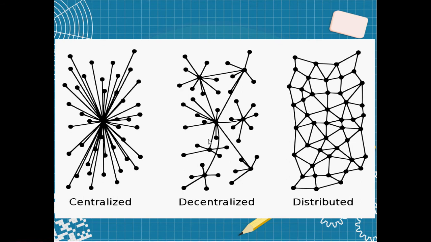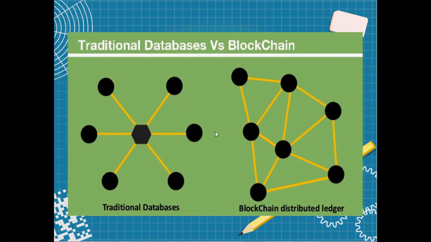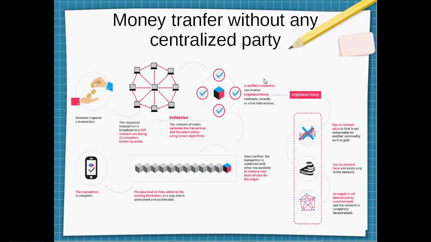In a decentralized system, there is no single authority that makes decisions on behalf of all the parties. So, in centralized architecture, we have a traditional database, whereas in decentralized network architecture, we use the distributed ledger. Let's look at an example of how bitcoins are transferred using blockchain technology.